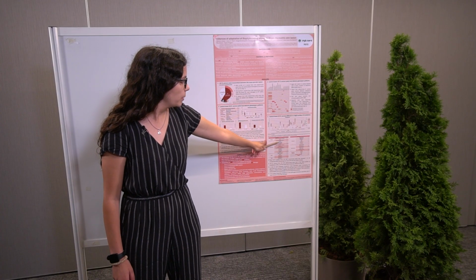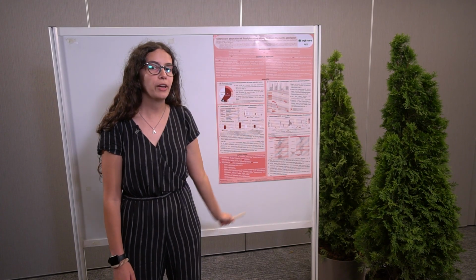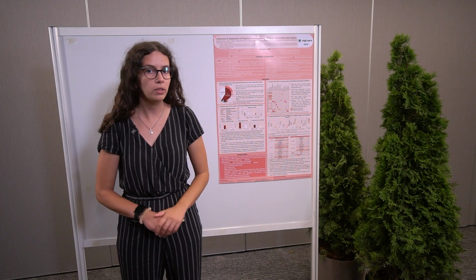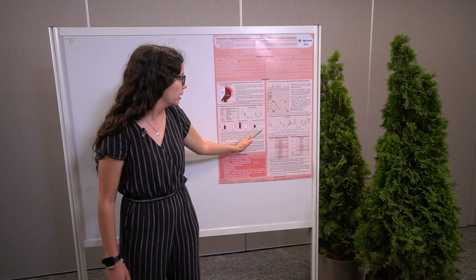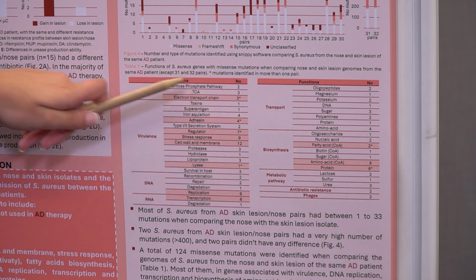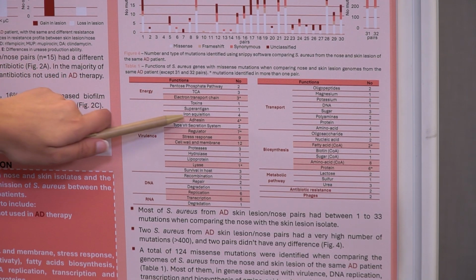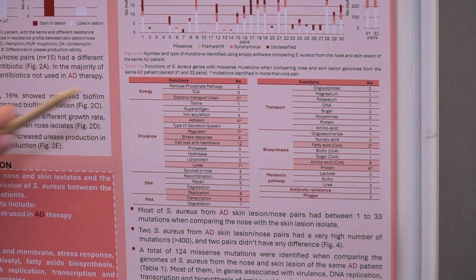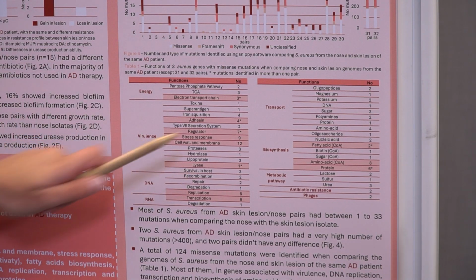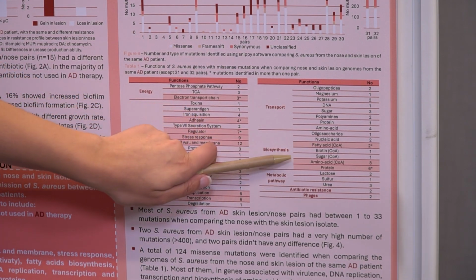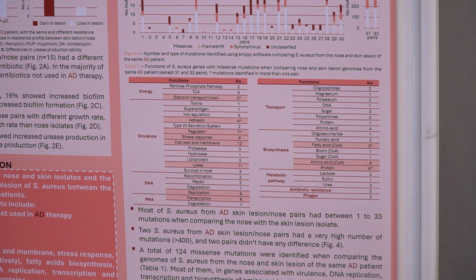In this table, I'm showing you the genes affected by these missense mutations only and the functions associated, and mostly they belong to genes associated with electron transport chain, virulence, especially adenosines, regulation, stress response, and cell wall membrane, lyase, replication and transcription, and biosynthesis of fatty acids, amino acids, and proteins.